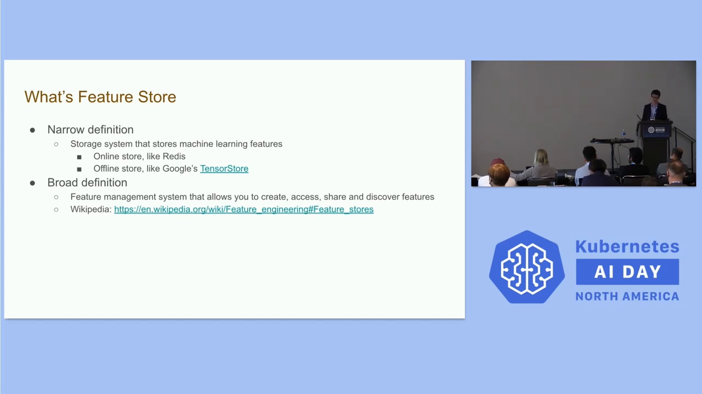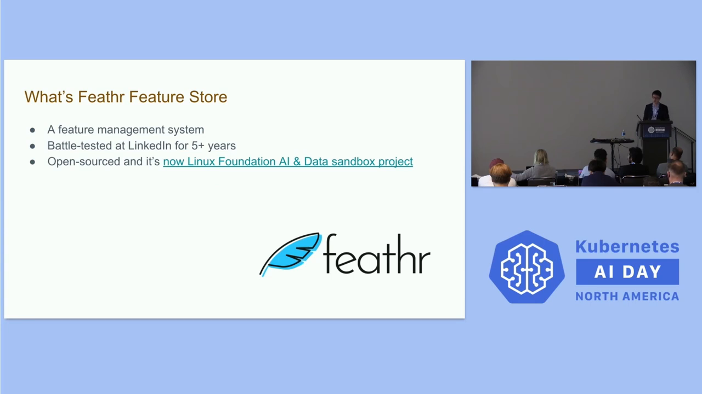There's also a broad definition, where a feature store is a feature management system that allows you to create, access, share, and discover features. It is usually composed of an ecosystem of a tool set, essentially. This is also the definition used by Wikipedia. So Feathr Feature Store is, in the broader sense, a feature management system. It's battle-tested at LinkedIn for 5 years. And we are not opinionated about what feature storage system you use. You can plug in Redis or Aerospike or Cosmos DB or S3 and so on. And right now it's open source and it's a Linux Foundation AI and Data sandbox project.